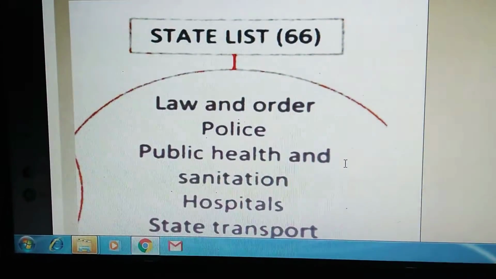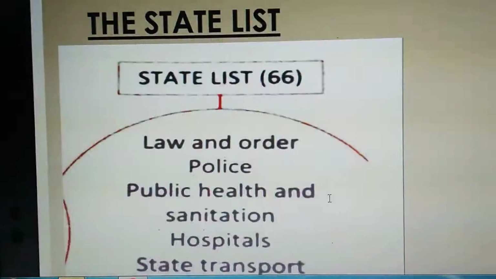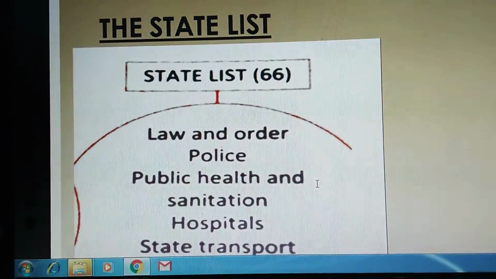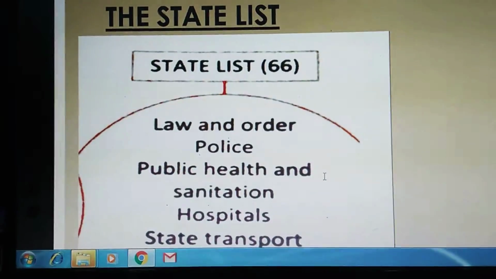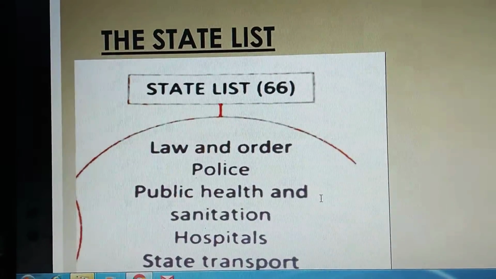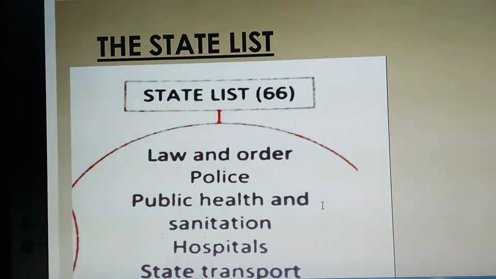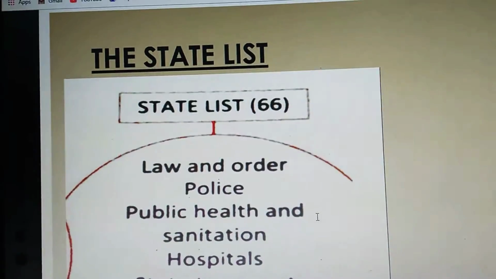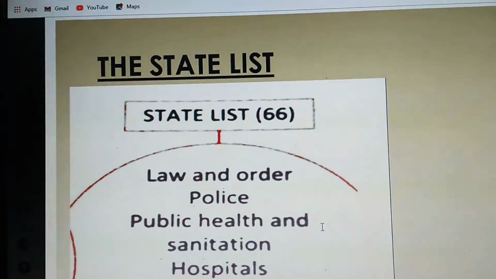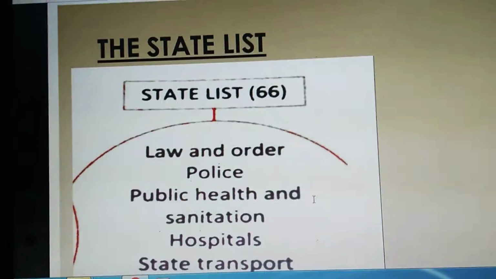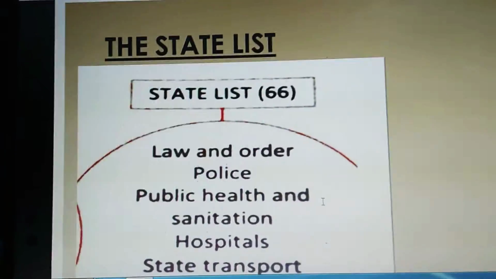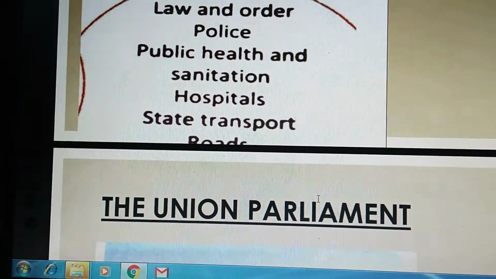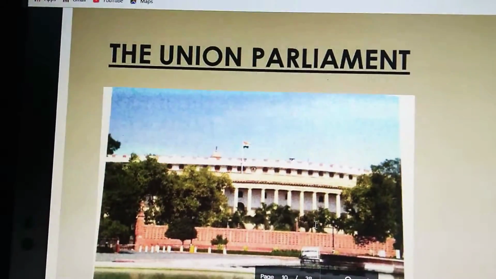We have law and order. Now, state governments are responsible for this list, children. They see to law and order, police, public health and sanitation, hospitals, state transport, roads, agriculture, land revenue, matters of regional importance. The state legislature can make laws on these subjects. So each and every state has to look after this very state list. It is handed over to the people of the state.